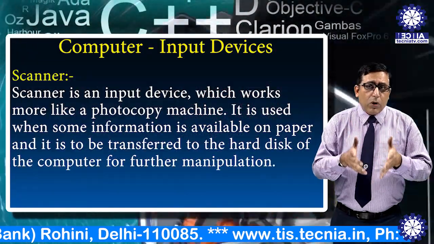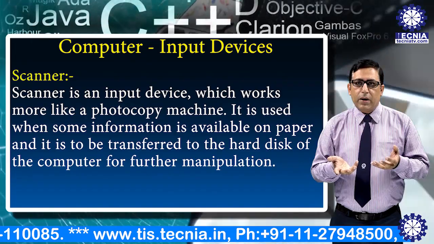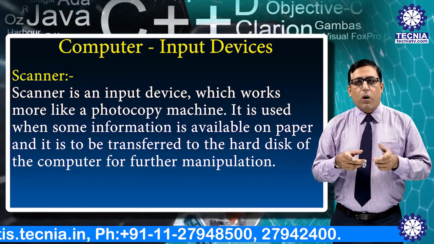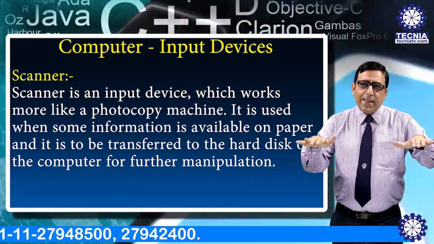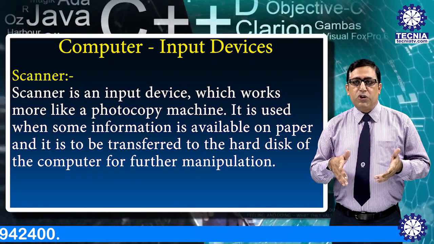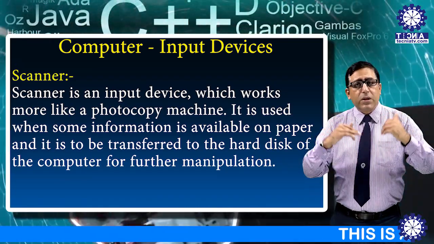The next input device is scanner. What is the function of scanner? Scanner is an input device which works like a photocopy machine. You have seen the photocopy machine. We put the paper, we scan the paper, we take the photocopy of that document or image. The same way in scanner we can scan the document. We can preserve the document.